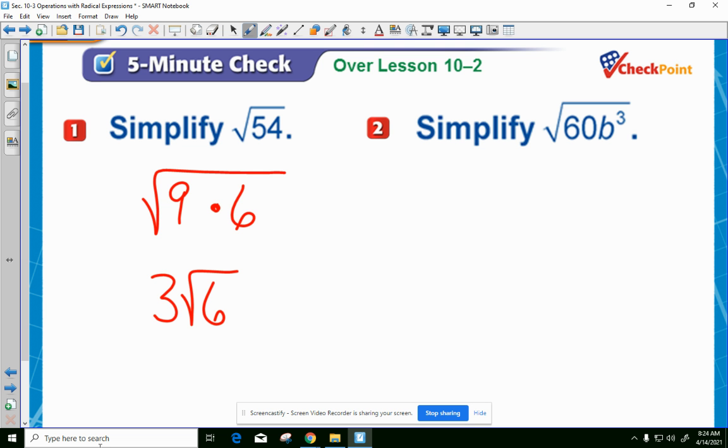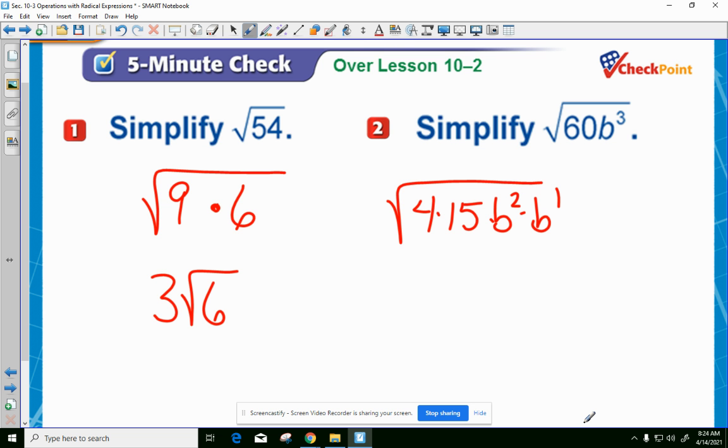Now, as I look at the second one, is 60 a perfect square? Can you find a perfect square inside of 60? Hopefully, the answer there is yes. Emily? 4 and 15. Very good. Is b to the third a perfect square? And the answer is no, because of what? Good. The exponent is currently odd. It's not even. Can I make it even? Emily? Good. So b to the second times b to the first.